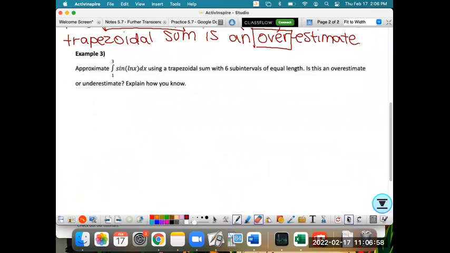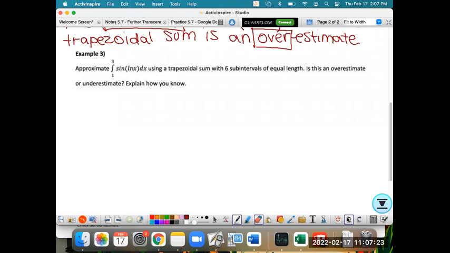So in this one, we are asked to approximate the integral from 1 to 3 of sine of ln of x dx. What mode should we be in considering we have a trig function? Radians. Make sure you do that right now. So we're going to approximate that using a trapezoidal sum with 6 subintervals of equal length. Ding, ding, ding, equal length.